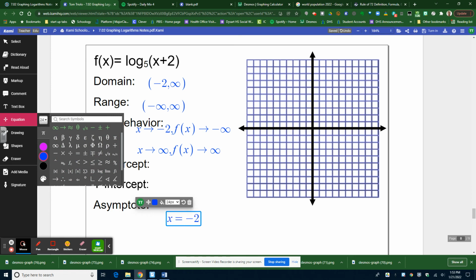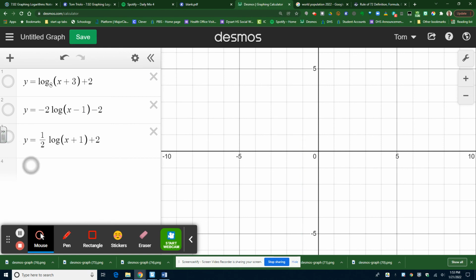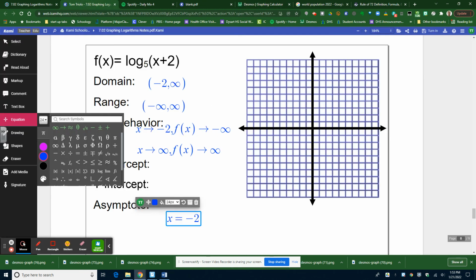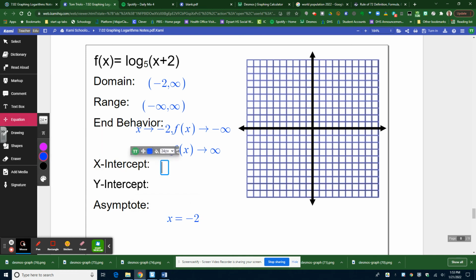And then we're going to need a little help from Desmos for the other ones. Okay? So y equals log base 5 of x plus 2. Yep. -1. Okay, so it crosses at -1 and 0.431. So -1, 0, and 0, comma, 0.431. Okay.